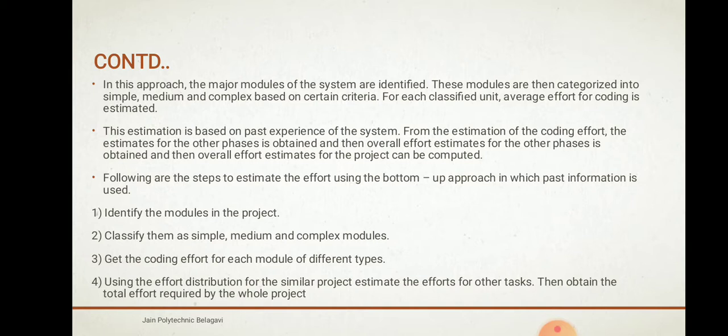Following are the steps to estimate the effort using the bottom up approach in which past information is used. First we identify the modules in the project. Then we classify them as simple, medium and complex. Afterwards we get the coding effort for each module of the different types. Using the effort distribution of similar projects, we estimate the effort for the other tasks, then obtain the total effort required by the whole project. This is how we get the total effort using the bottom up approach.